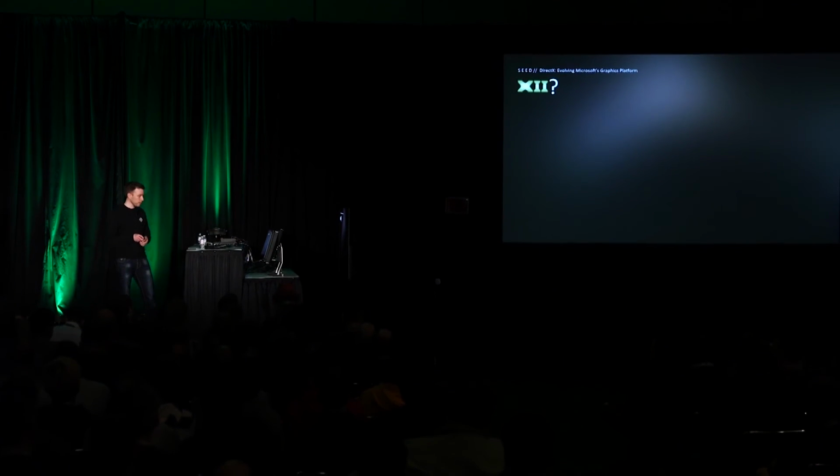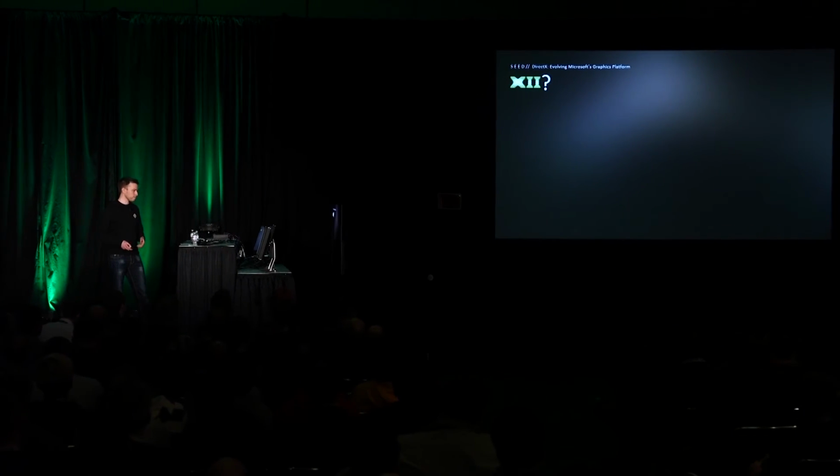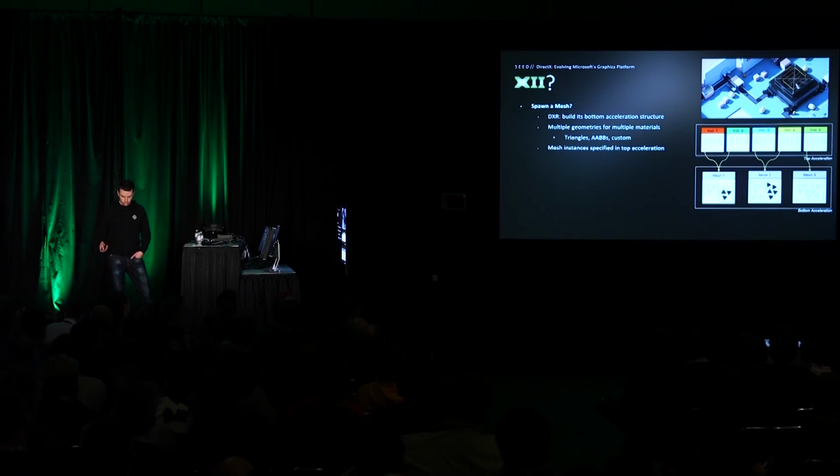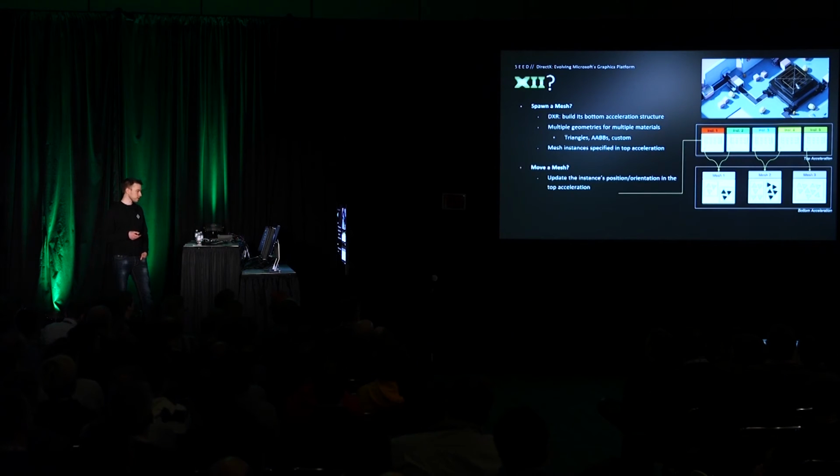So first, when we spawn a mesh, we build the bottom acceleration structure for it. The API, as you saw in Matt's talk, allows you to specify multiple geometry types, but for the demo, we mostly use triangles. And once the bottom acceleration structures are built, we specify mesh instances, and those are specified in the top acceleration structure. They basically represent a mesh at a specific position and a specific orientation with that matrix.